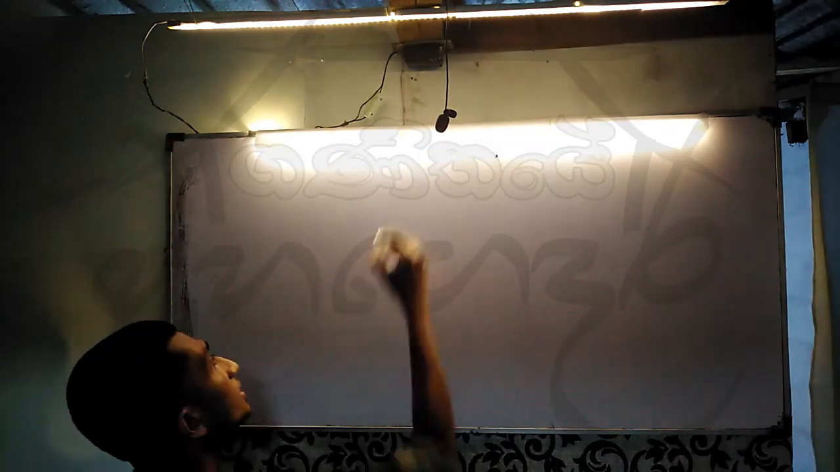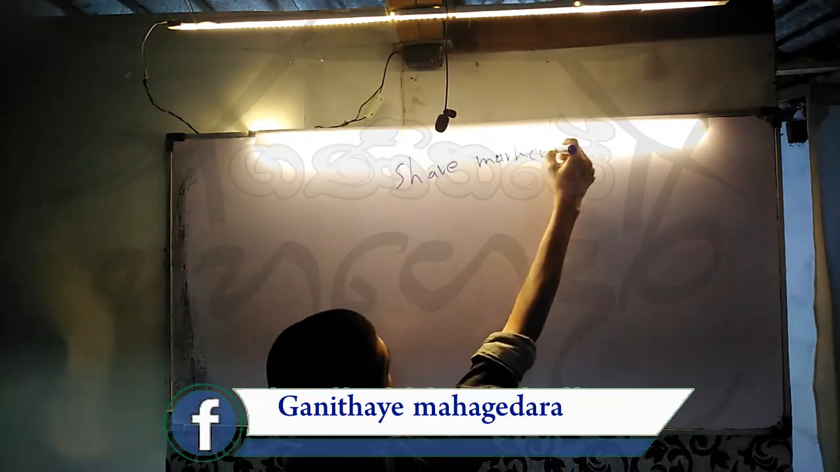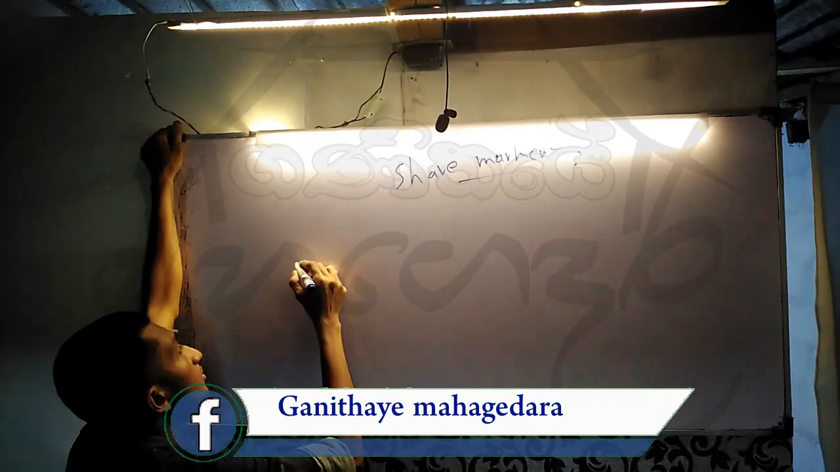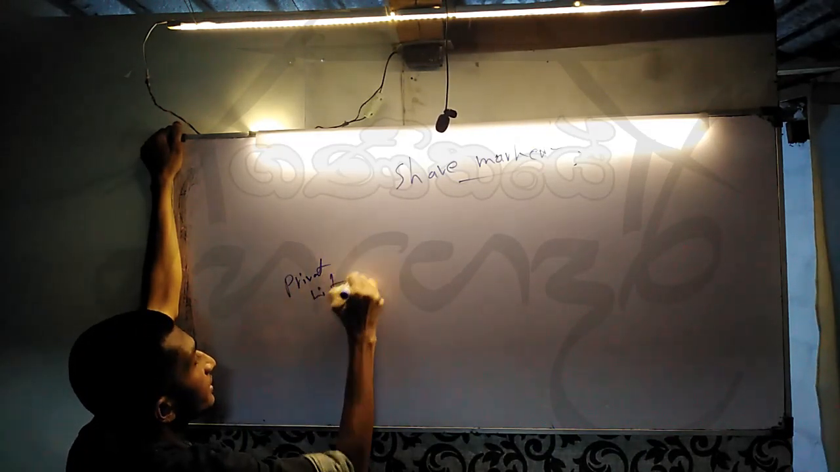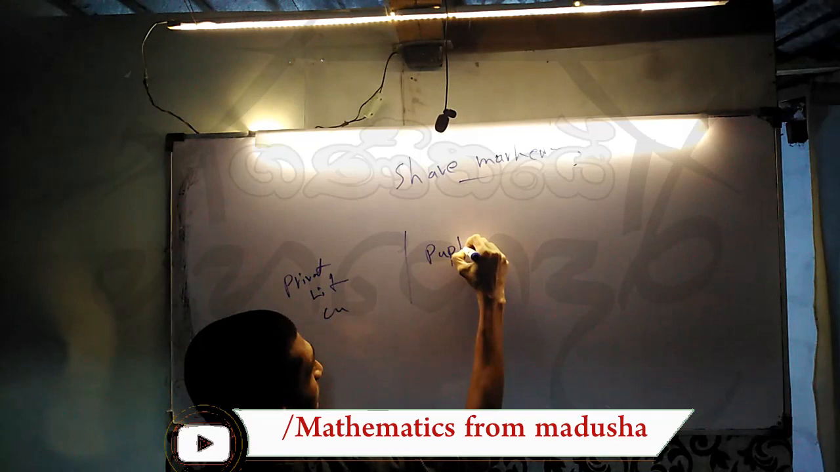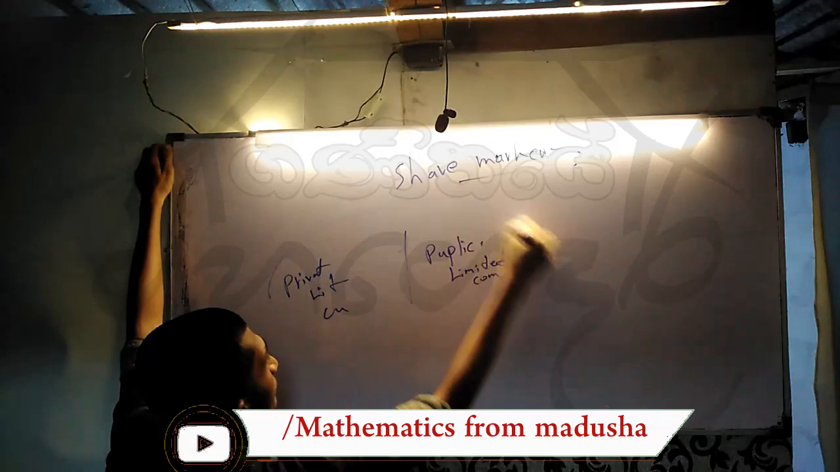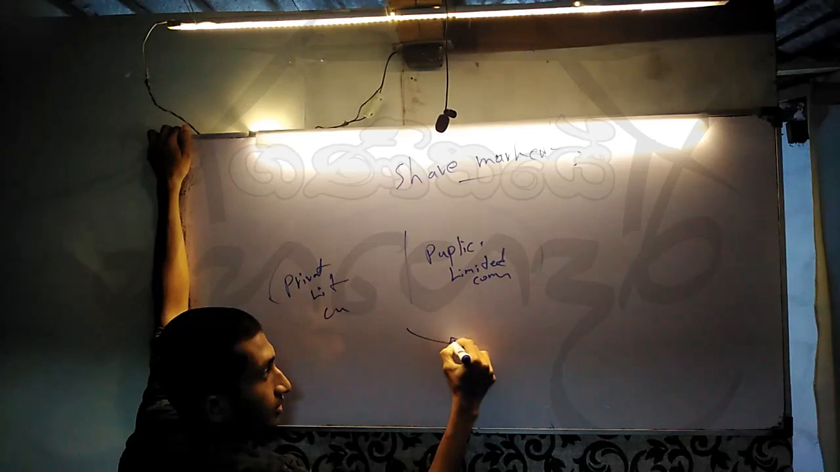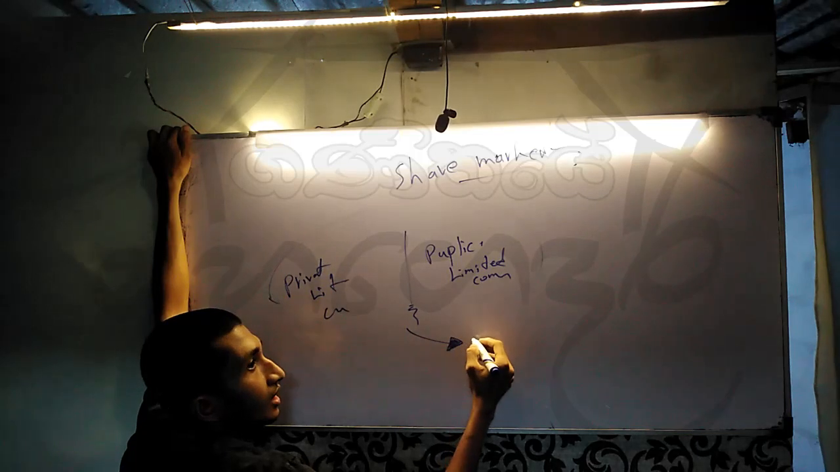Hello, now I am talking about the share market. It has two forms of business. First one is private limited companies and public limited companies. These two companies can issue shares, efficient units for investors.